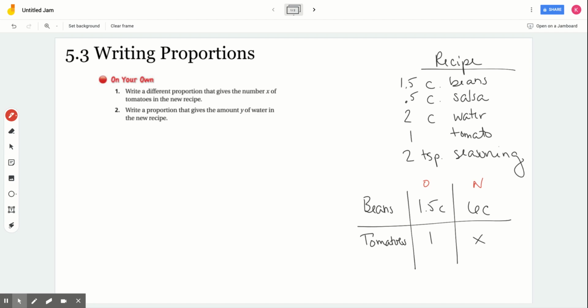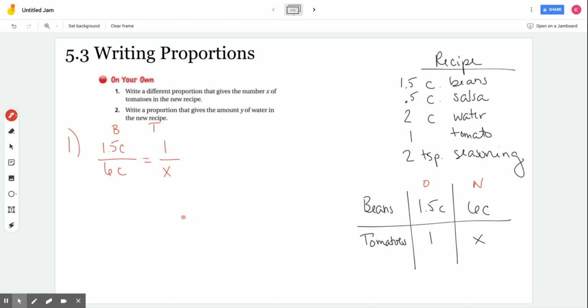So instead of writing it comparing the old to the new, we could also rewrite it comparing the beans to the tomatoes. So we know that we have 1.5 cups of beans to 6 cups of beans. And we know that we have 1 tomato to an unknown amount of tomatoes. So we can also rewrite it like this.